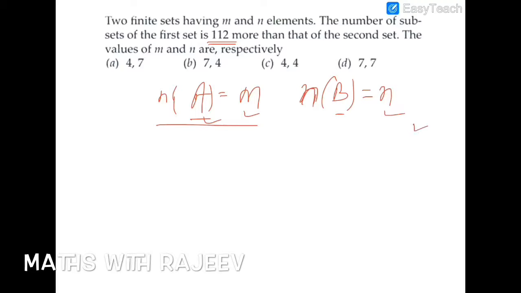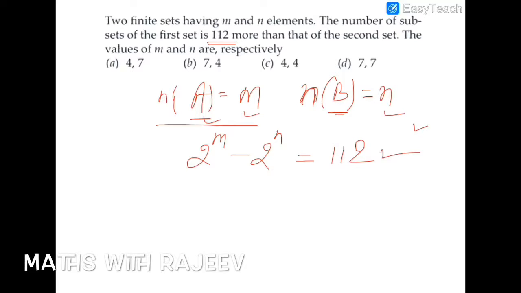is 112. That means if m elements are there, then the number of subsets will be 2 power m, and the number of subsets in B will be 2 power n. Their difference is equal to 112. This is the question. Now we have to solve this question. So for solving this question, this is the given condition.